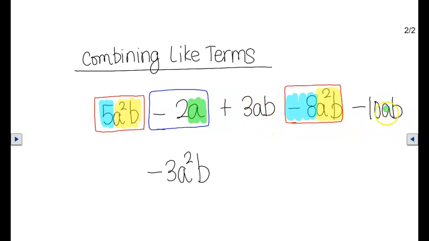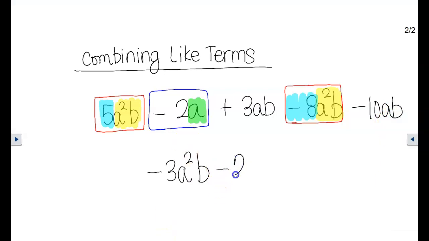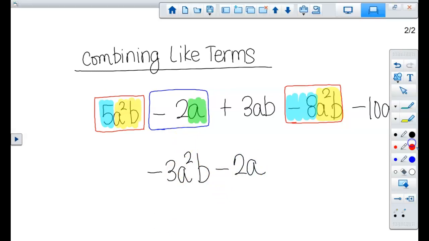This one out here, same thing. It has an a, just like negative 2a, but it also has a b. So he has that extra in there that he shouldn't have. So what that means is negative 2a doesn't have a like term up here, so I'm just going to move him down.